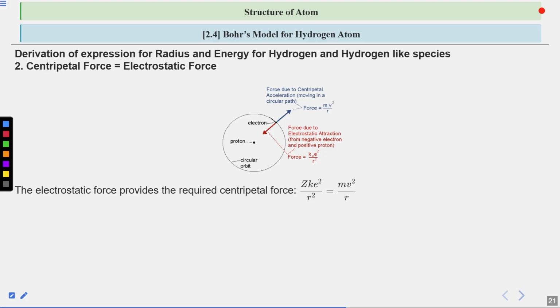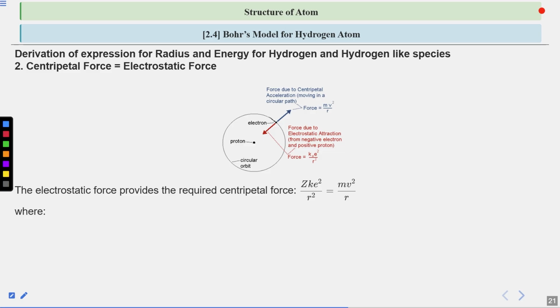Now what are the values of these two forces? The electrostatic force will be Zke² by r². This is just the usual formula for the electrostatic force of attraction. You can go back to physics and look for this formula. It's very easy to understand. Why have we taken Z? Because if we have multiple protons, we have to take the charge on the nucleus as Ze, and for one electron the charge is e. So for multiple protons the charge is Ze, and for the electron the charge is e. So Ze multiplied by e, that is Ze². That is equal to the centripetal force.